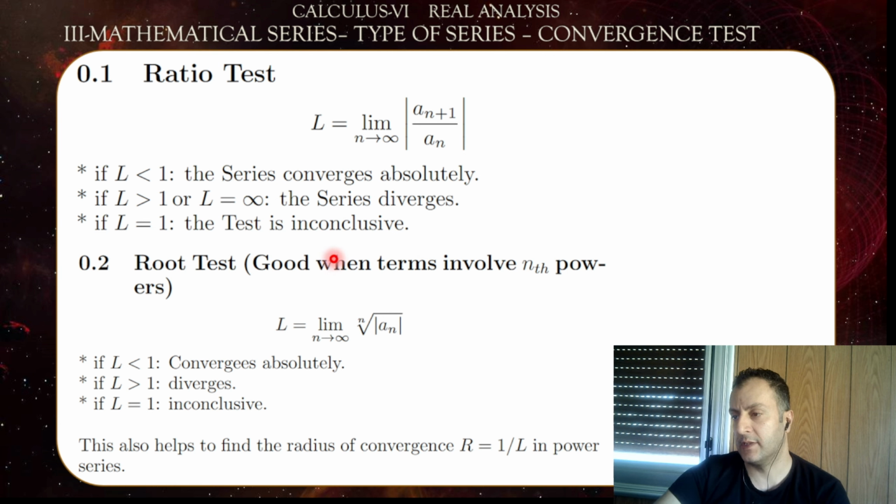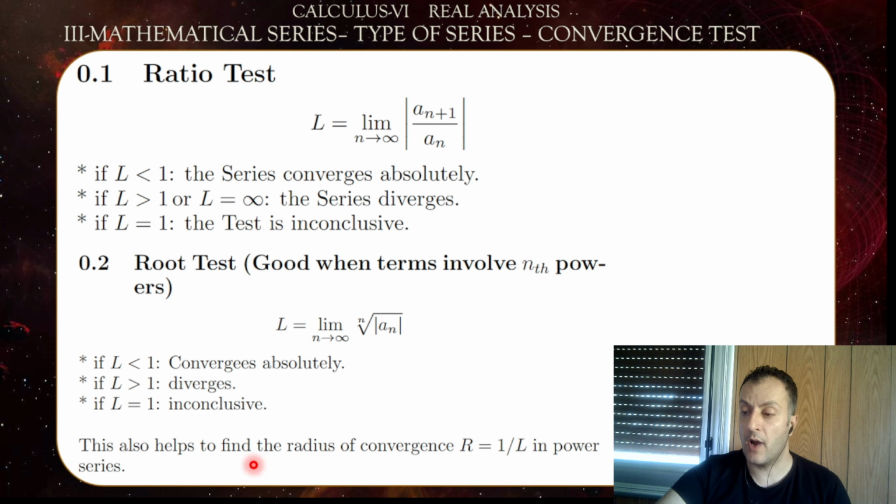So, for the root test, when you have an nth power, it would often be beneficial to get the result that you want. L is equal to the limit as n approaches infinity of the nth root of the absolute value of an. If L is less than 1, the same thing here, it converges absolutely. If L is greater than 1, it diverges. And if L is equal to 1, it would be inconclusive.